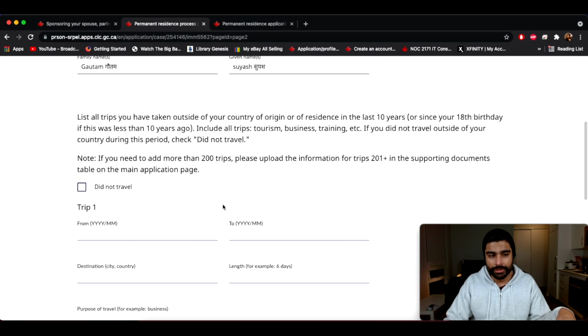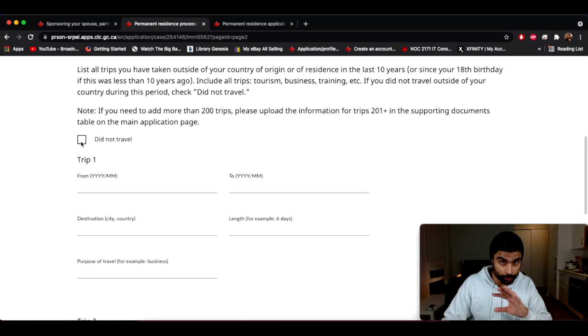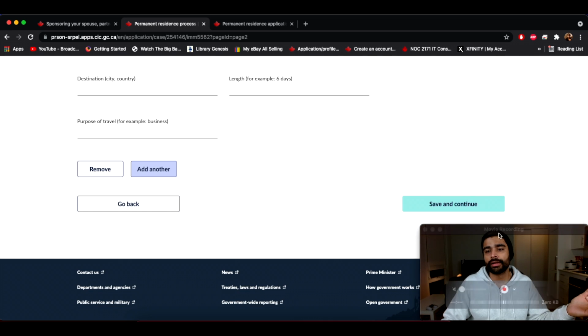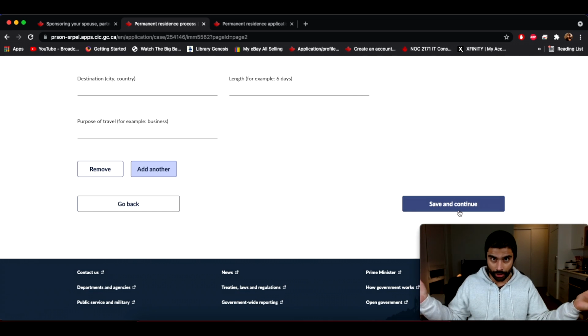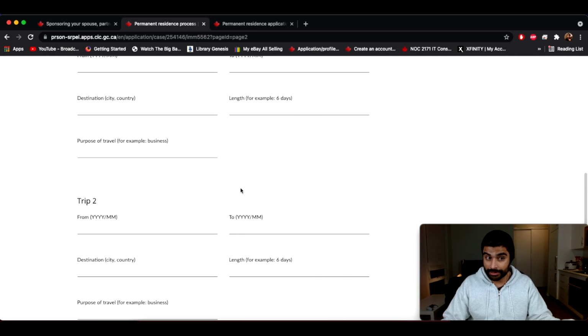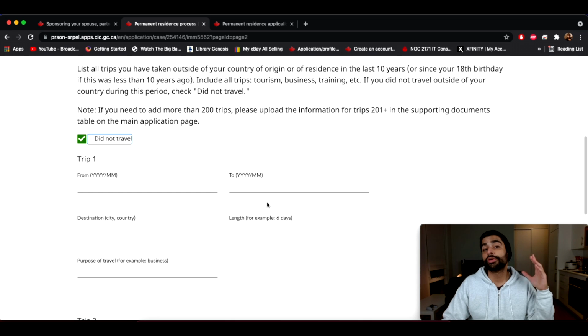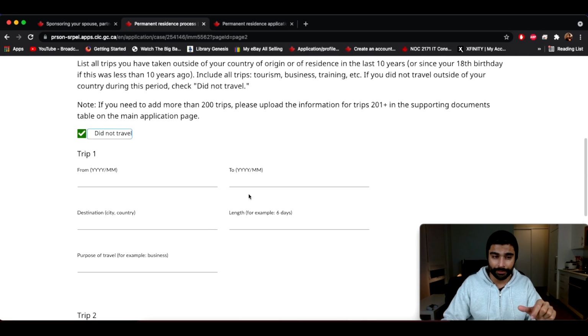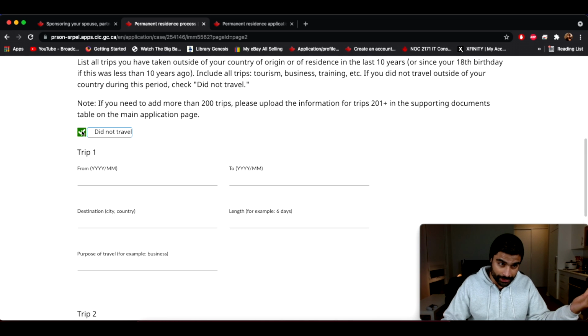All right. So if you did not travel outside of India or outside of your country of residence or origin, just check this box and simply save and continue and move along, and your application and your form is done. All right. And it doesn't mean that if you did not travel, you don't need to submit this form. You simply have to check this box, but you will have to submit this form with your name typed in. All right. But let's assume you did travel.